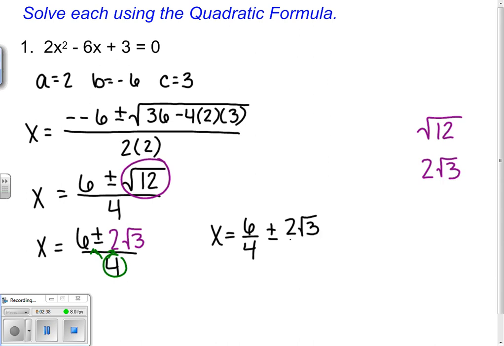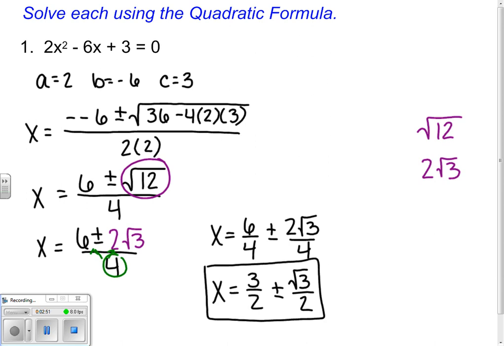The reason I do that is because it makes reducing easier. 6 over 4 is 3/2, and 2 over 4 is 1/2. I don't need to write the 1, but I will write the 2 on the bottom. My final answer is 3/2 plus or minus the square root of 3 over 2. Not nearly as pretty as the answers were on day 1. Same process, different looking answers.